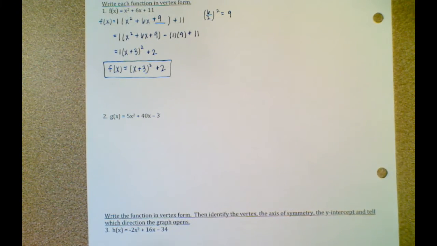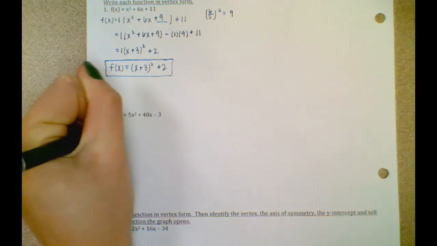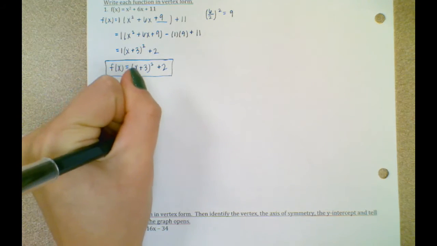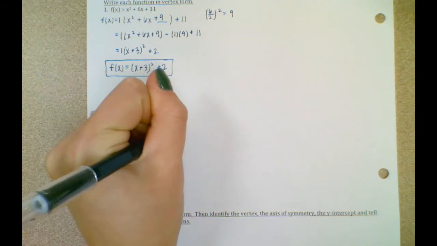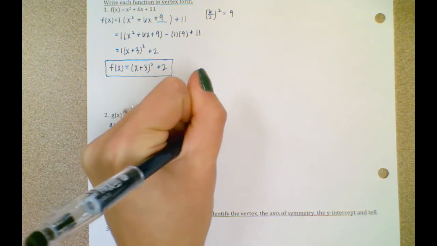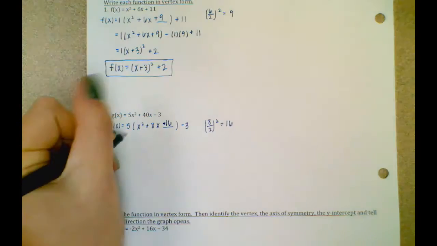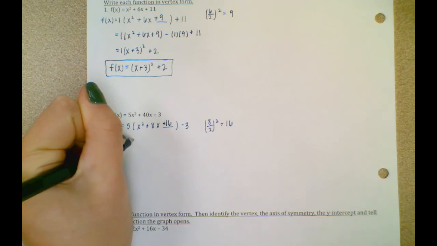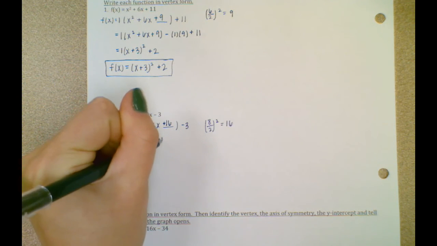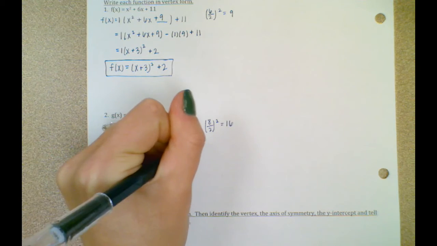Again, you're going to factor out that leading coefficient first from the quadratic and the linear term. So I have g of x equals 5 times x squared plus 8x. Leave the little blank. Minus 3. All right, 8 is my b term. When I divide it by 2, I get 4. When I square that, I get 16. So I'm going to add 16 inside there. So I get 5 times x squared plus 8x plus 16 minus 5 times 16 minus 3.